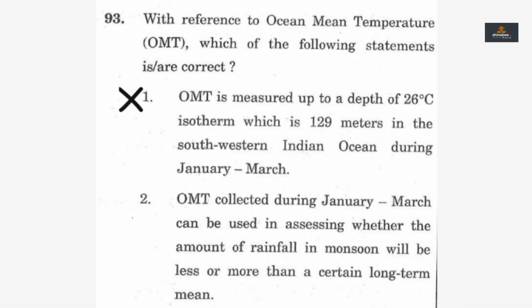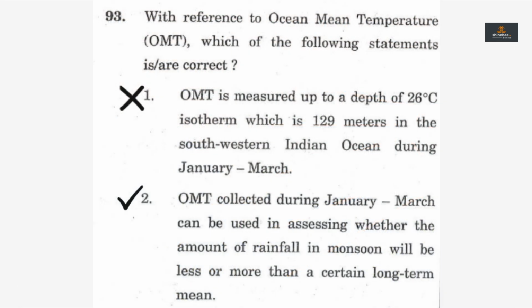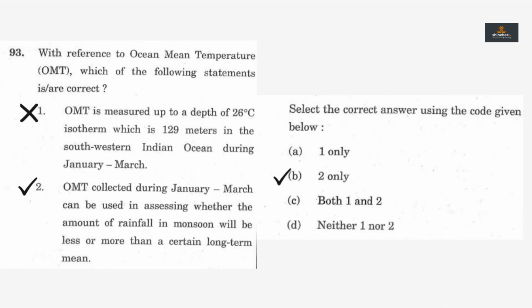Statement 2 says that OMT collected during January to March can be used in assessing amount of rainfall in monsoons. Here, use your basic knowledge about monsoons. Monsoon is the result of temperature difference between sea and land in South Asia, and monsoon rains arrive in India in last week of May. Therefore, OMT collected during January to March can be used in assessing the amount of rainfall in monsoon. Therefore, statement 2 should be correct, and answer should be option B, that is 2 only.